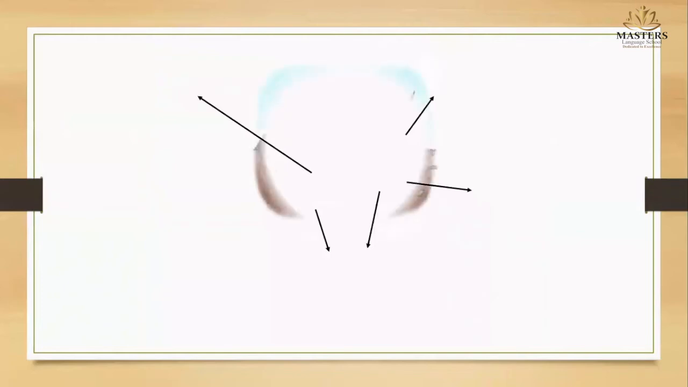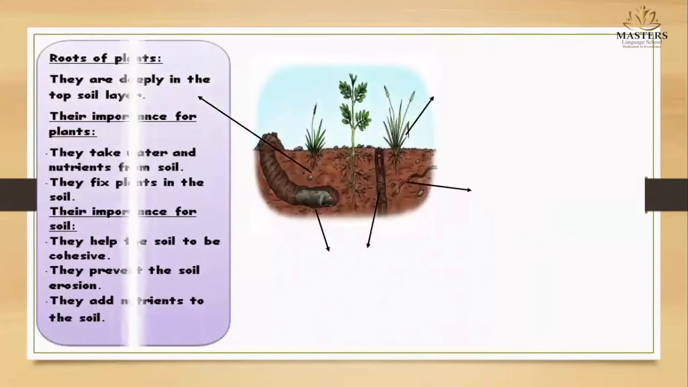Okay, now we will take the components of the topsoil layers. The topsoil layers contain roots of plants. They are deep in the topsoil layer. Their importance for the plants is to take water and nutrients from soil. They fix plants in the soil.